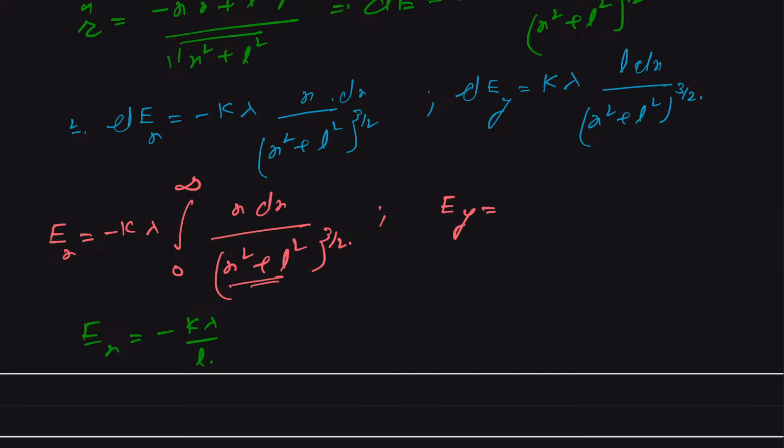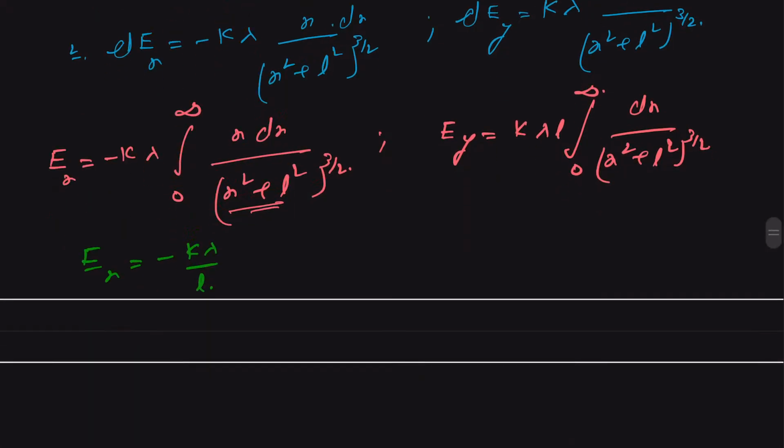So this will be coming as our k lambda L integration dx over (x square plus L square) to the power 3 by 2, and our y component will be giving us 0 to infinity, and this y electric field will be equal to k lambda upon L.